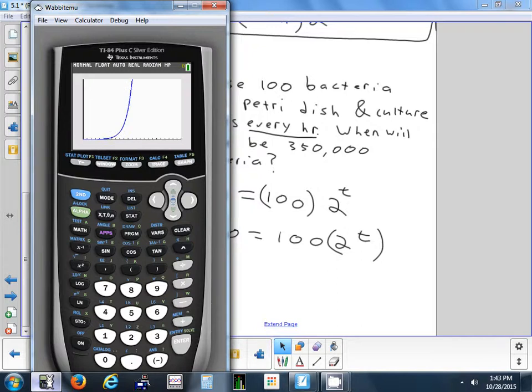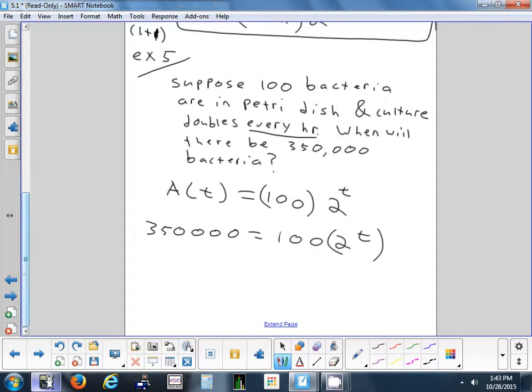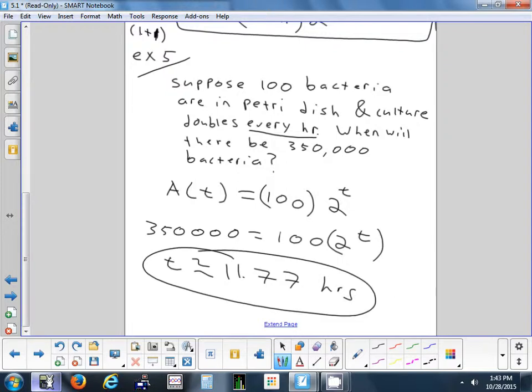There's the amount of bacteria. And there's where it hits 350,000. So it's going to take about 11.77 hours. Don't worry about converting that to hours and minutes. That's just a little over 11 3/4 hours. So 3/4 of an hour is 45 minutes. So it's a little over 11 hours and 45 minutes. Okay, but that's fine. Okay, any question on that one?